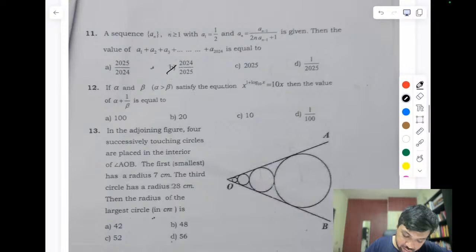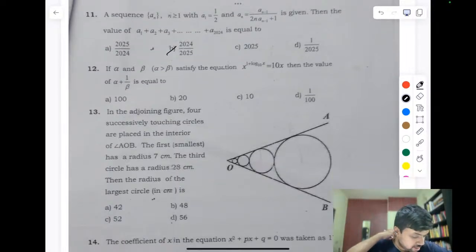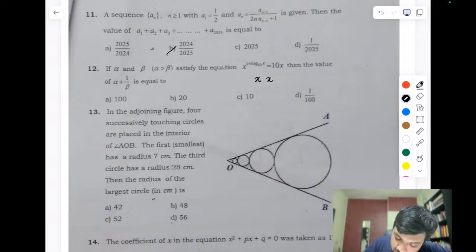Okay. If alpha and beta, alpha greater than beta, satisfies some equation with the log, then what is alpha plus 1 by beta? Okay, let's quickly solve this. So x power 1 plus log is x power 1 into x power log x base 10, okay, is 10x.